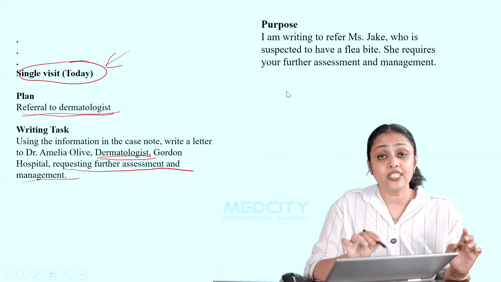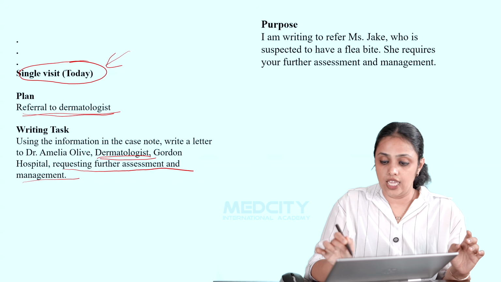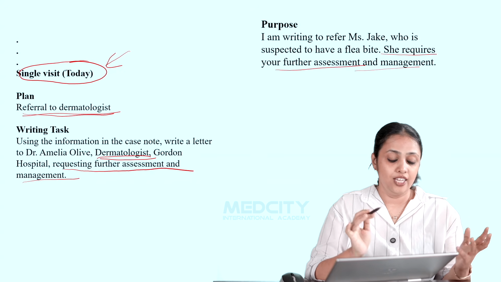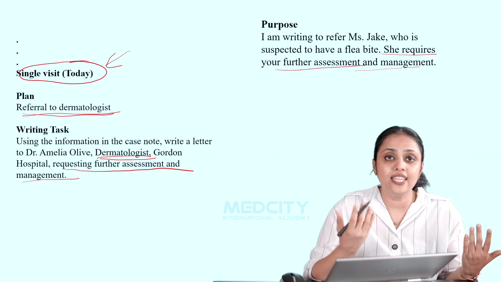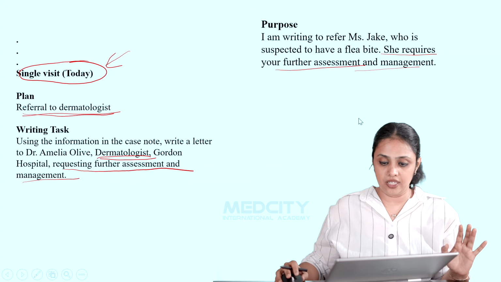Now assume that we have written the purpose paragraph like this. I am writing to refer Ms. Jake, who is suspected to have a flea bite. She requires your further assessment and management. That's the purpose. Now in the recommendation also, we are left with only that idea. We cannot add on anything. Then how can we write the recommendation paragraph?